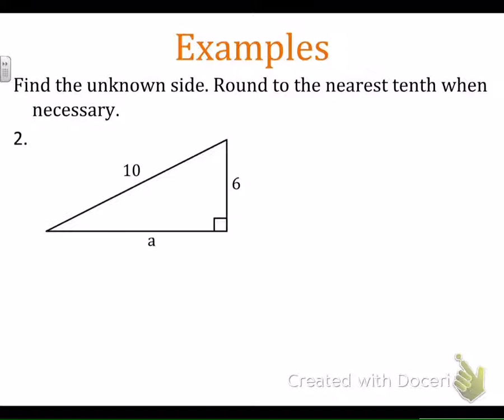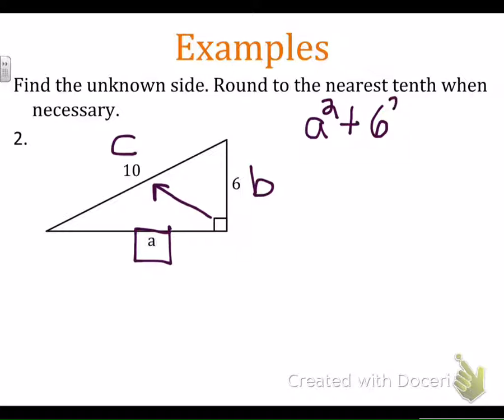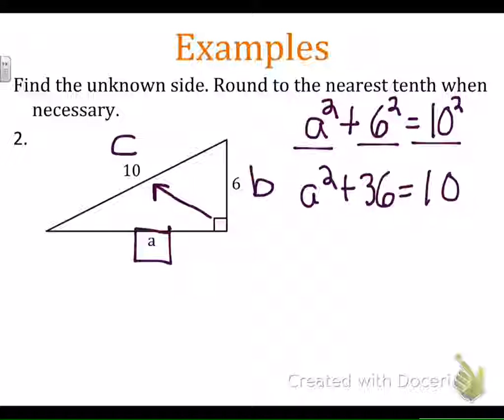What I do first is identify the c. Always, always, always. Because that's my most important. Then we're given our a. So we're looking for a. We're given a b. So then we just plug it in our formula. So our a is unknown. Our b is 6. And our c is 10. So a squared plus b squared equals c squared. So a squared plus 36 equals 100. Okay, so then we'll solve from there.